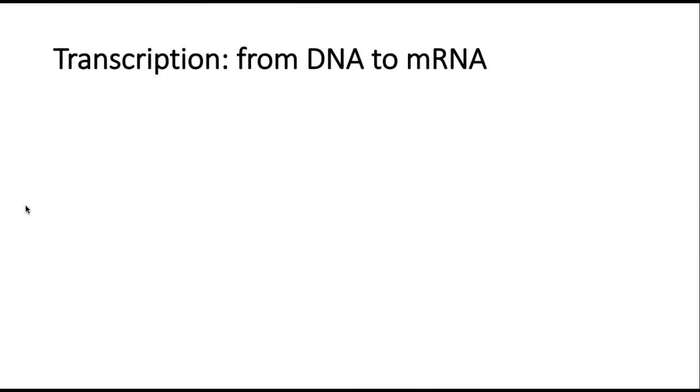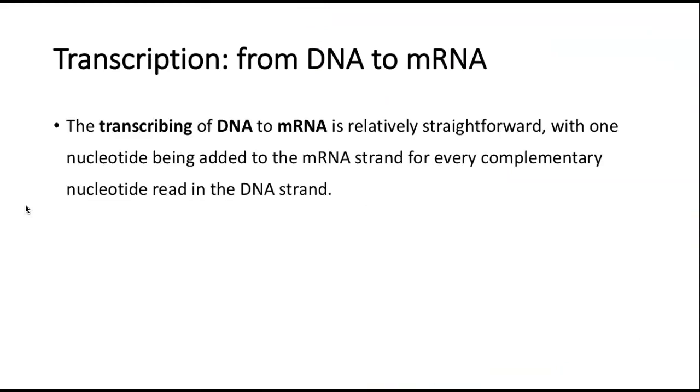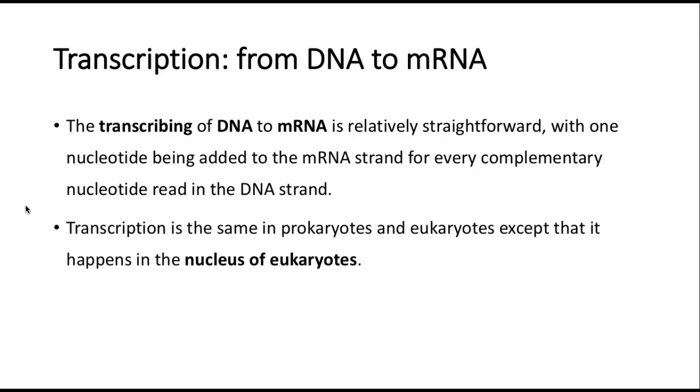Okay, so let's get into it. The transcribing of DNA to messenger RNA. Now we have to put M before RNA because there are other types of RNA. But when you see mRNA, that is a messenger, and the message that it is carrying is one of how we are going to build these proteins. So the transcribing of DNA to mRNA is relatively straightforward. One nucleotide is added to the mRNA strand for every complementary nucleotide that's read in the DNA strand. It's very, very simple.